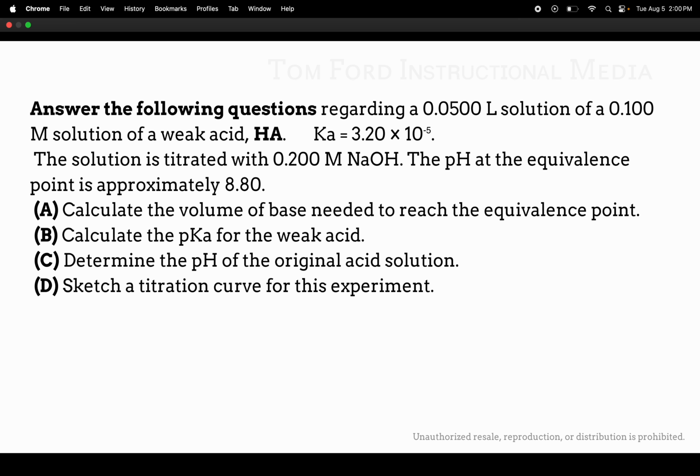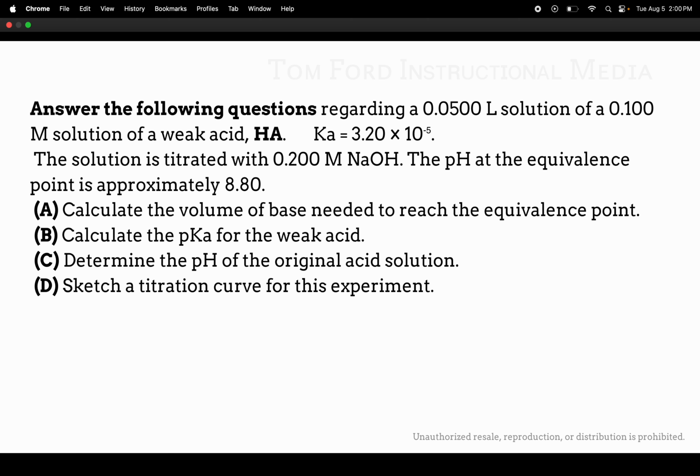Take a moment to read through this question, which provides you the liters of solution of a 0.1 molar weak acid. It gives us an acid dissociation constant, Ka, and tells us that it is titrated with 0.2 molar sodium hydroxide. And then it gives us 8.80 as the pH at equivalence point.